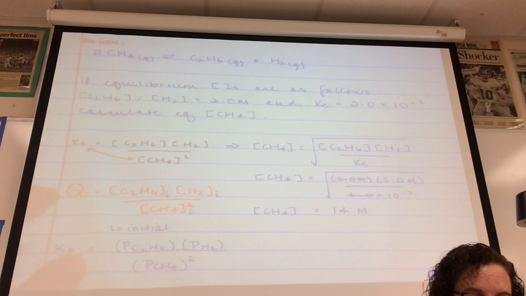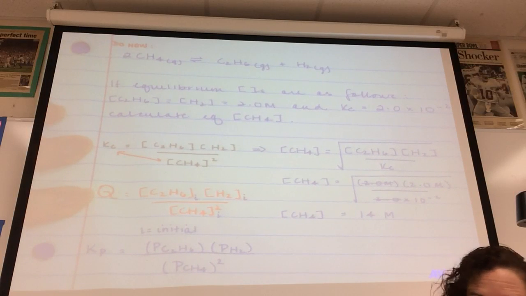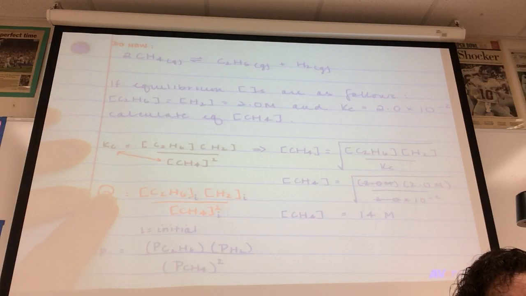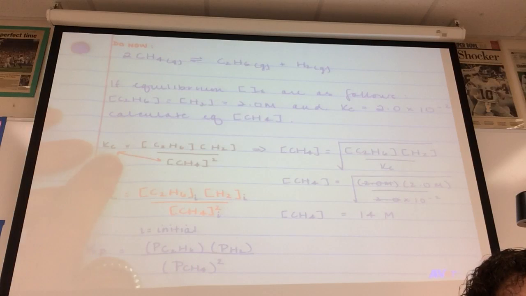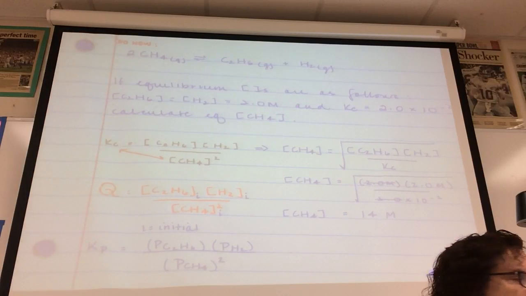If your Q is less than your K, the forward reaction is favored, because the forward reaction will drive these concentrations up and this down so that you can get to equilibrium where Q and KC are equal. If Q is greater than KC, then the reverse reaction is favored to drive these concentrations down and this up so that you can set these two equal to one another at equilibrium.